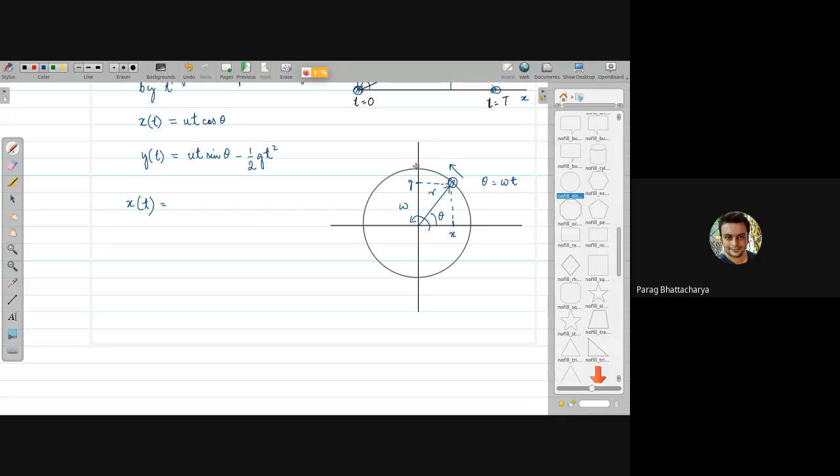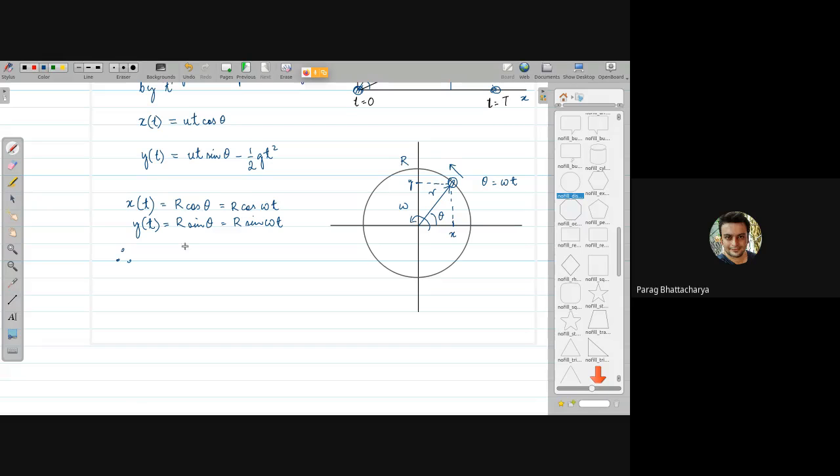Let's say the total radius of this circular path is capital R. So what will be x? X will be simply equal to R cos theta, and theta is equal to omega t. So x will be equal to R cos omega t, and similarly y of t will be equal to R sine theta, which is equal to R sine omega t.